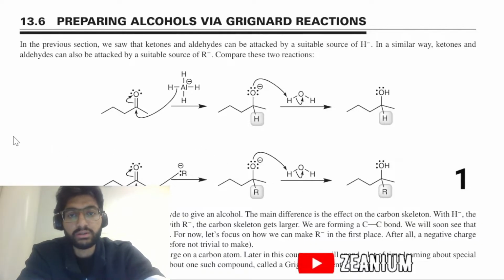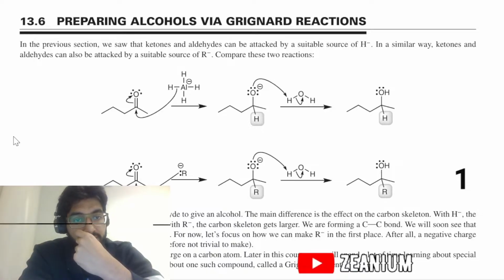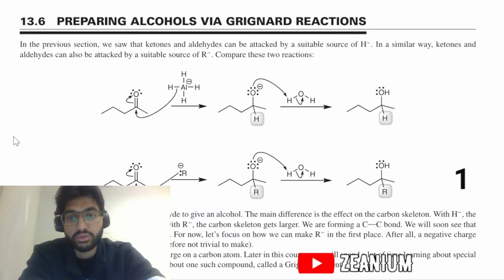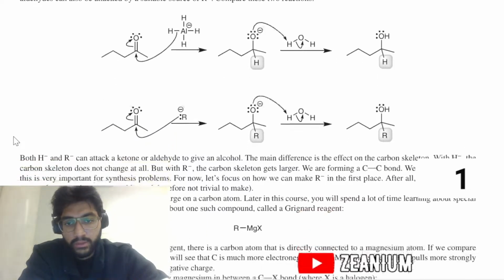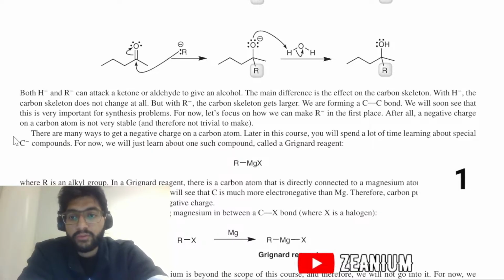Preparing alcohols via Grignard reactions. In the previous section, we saw that ketones and aldehydes can be attacked by a suitable source of H minus. In a similar way, ketones and aldehydes can also be attacked by a suitable source of R minus. Compare these two reactions. Both H minus and R minus can attack a ketone or aldehyde to give an alcohol. The main difference is the effect on the carbon skeleton. With H minus, the carbon skeleton does not change at all. But with R minus, the carbon skeleton gets larger.